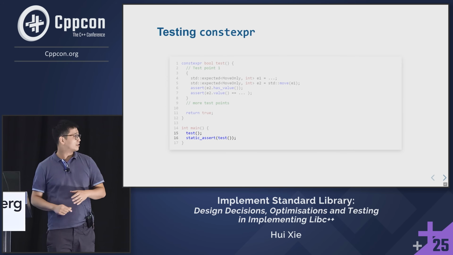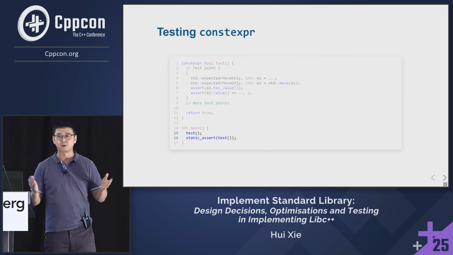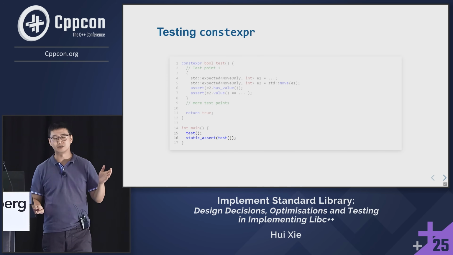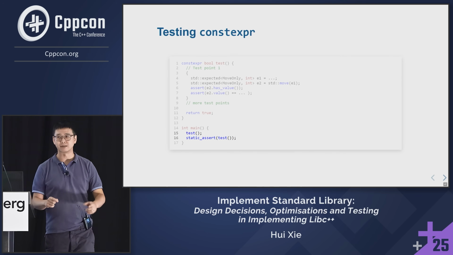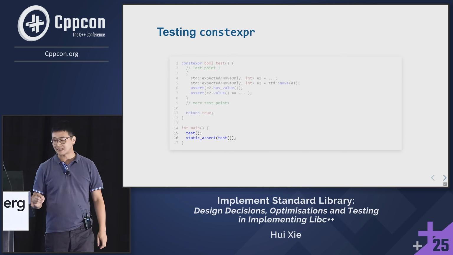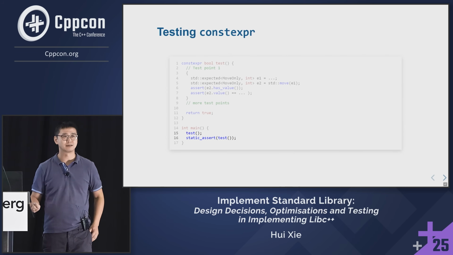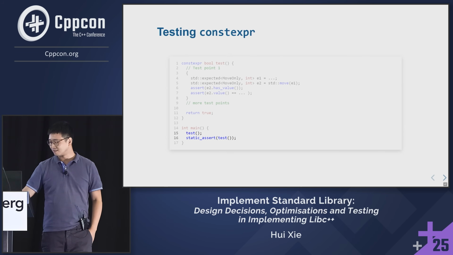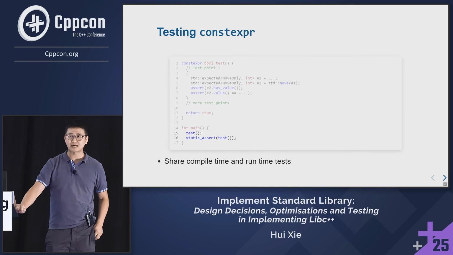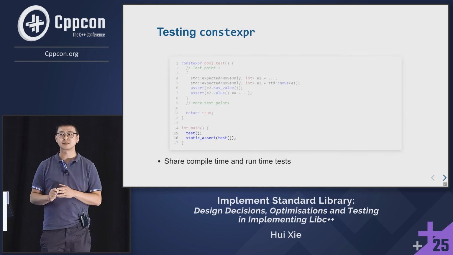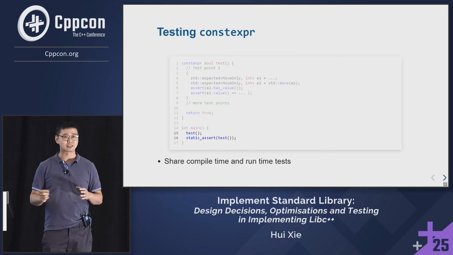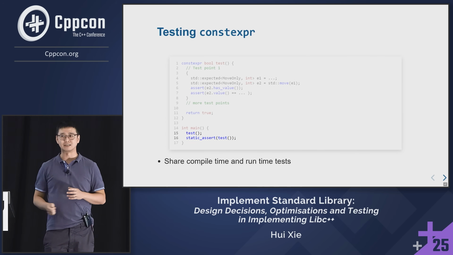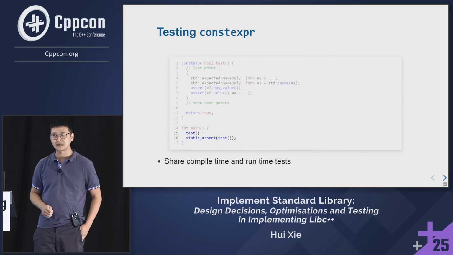And then in the main function, we just run the test like a normal function. So that's how we run the usual runtime test. And then we call static assert with the same test. That will run the test in the const_exp interpreter. This way, we can share the same test between compile time and runtime, so you don't need to write separate unit tests for your const_exp implementation. You just use the same tests.